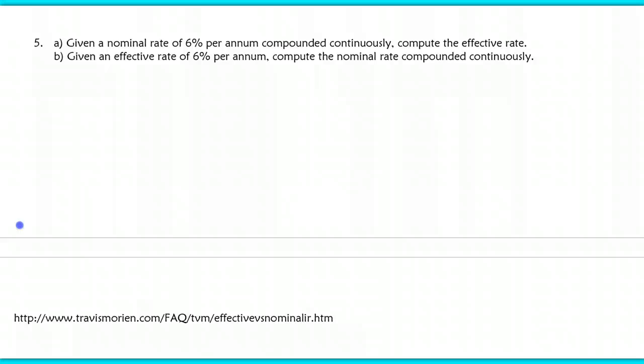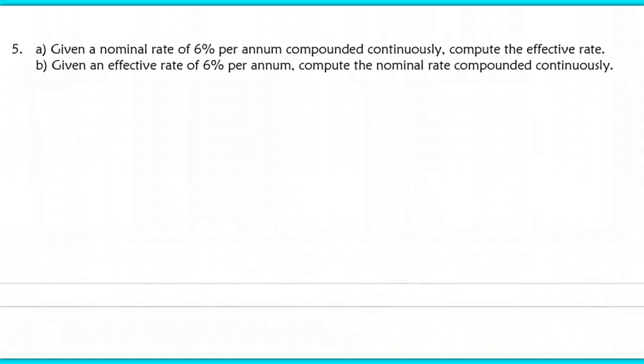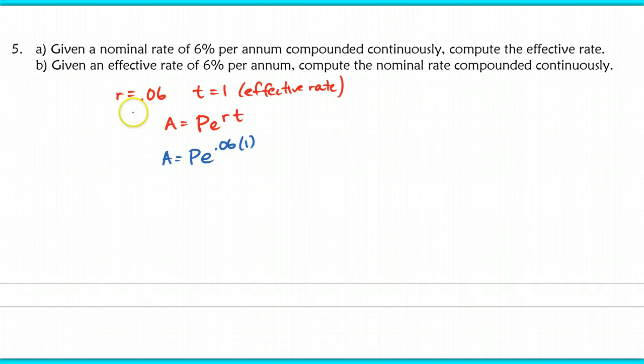It's a little bit more conceptual here. So it says, given a nominal rate of 6% per annum compounded continuously, compute the effective rate. So here we're missing a number, we're missing a time period, all of that good stuff. But let's just talk in general terms. So starting with what I know, the rate, 0.06, and I know that in order to be an effective rate, the time period has to be 1. So we're going to use the continuously compounded interest formula here, PERT, and we have a principal multiplied by E raised to the 0.06 times 1.